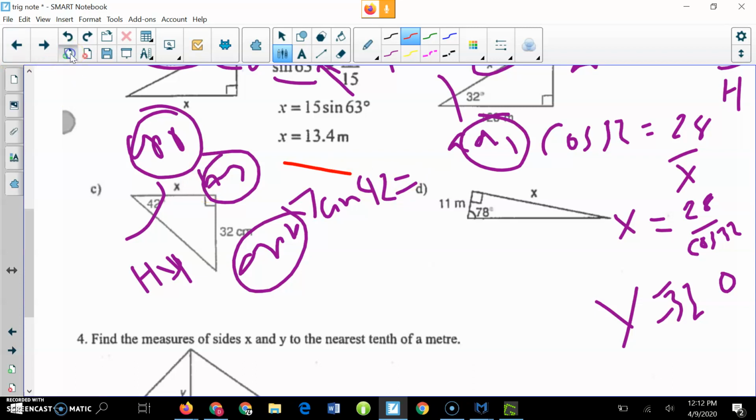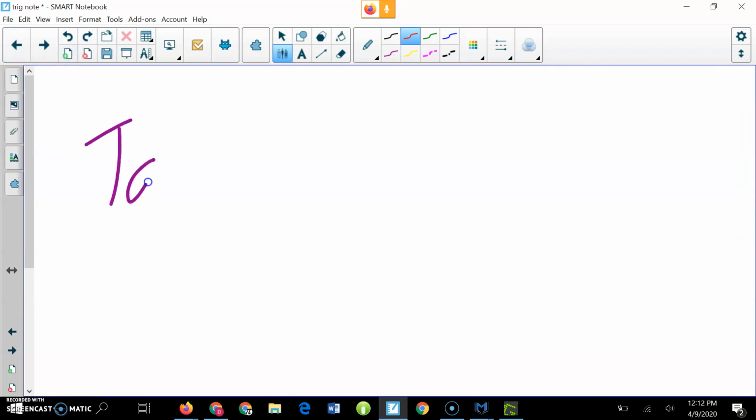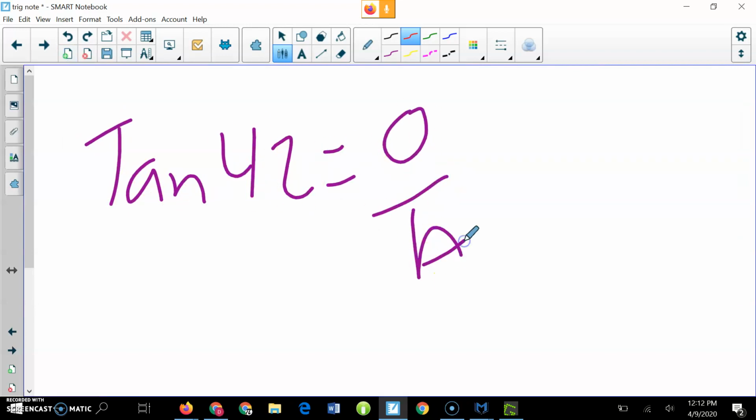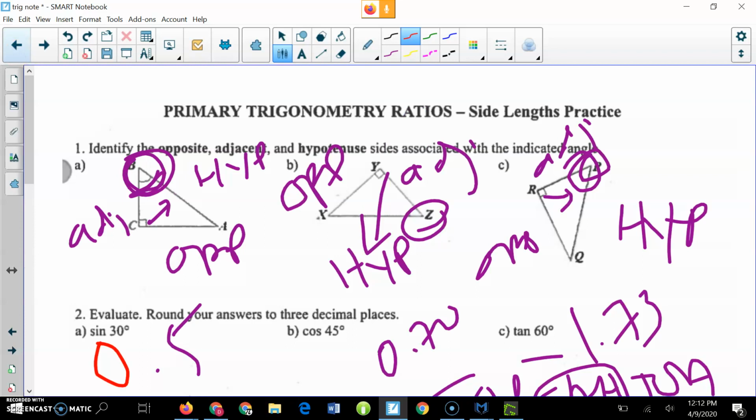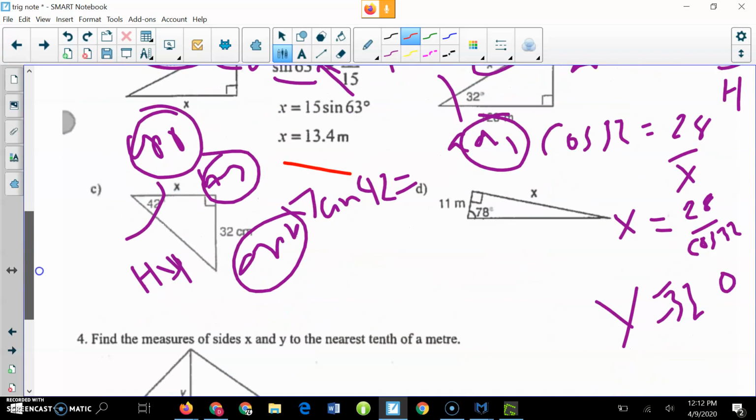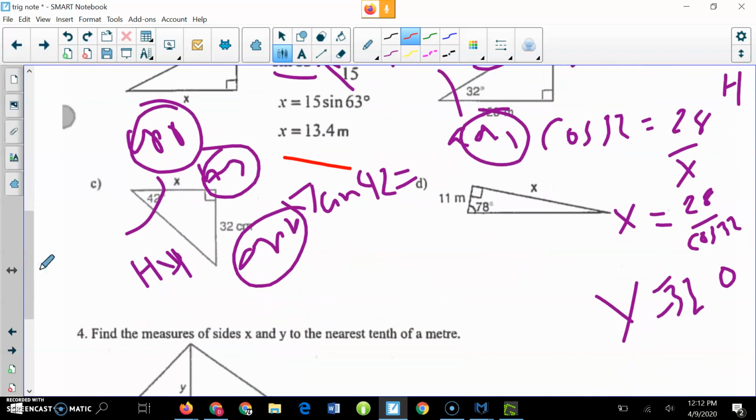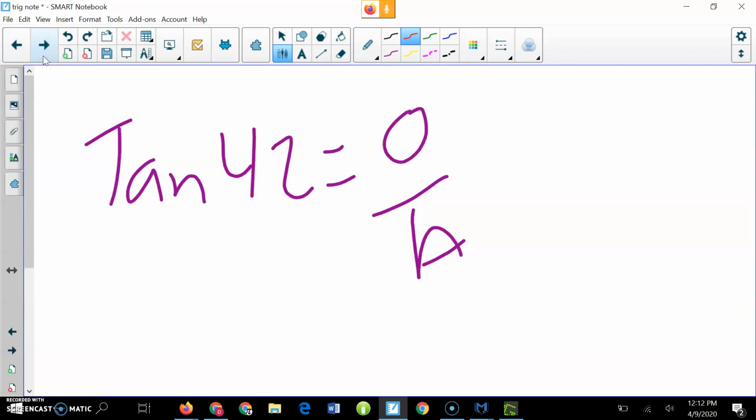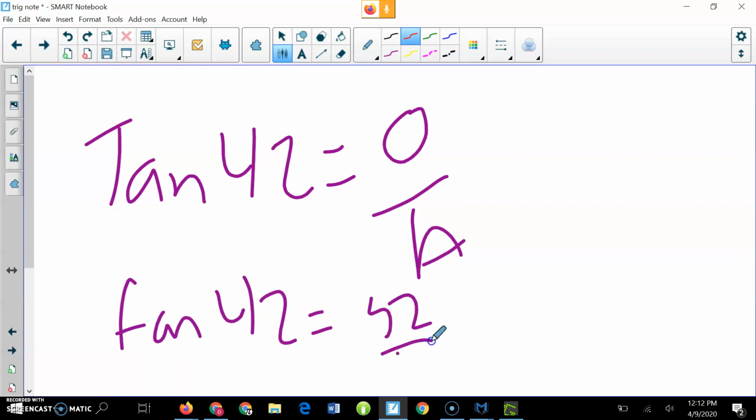So let me just come up with this here. Tan 42 is equal to opposite over adjacent. Let's go back real quick. What do we have here? My opposite was 32 and my adjacent was x. So that means now, tan 42 is equal to 32 over x. Was it 32? I don't know. Let's say it was 32.